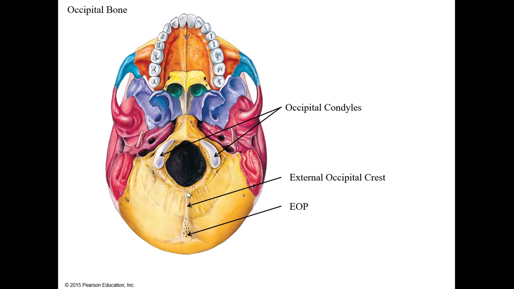Once you get to that big hole, you can run your fingers to the left and to the right. You're going to feel two curved, smooth bones known as the occipital condyles. Just so you know, condyles are always going to form a joint. So these occipital condyles are actually going to sit on our first cervical vertebra, known as the atlas.